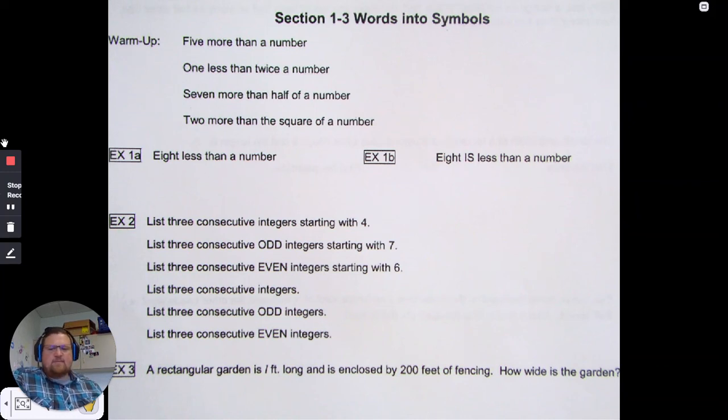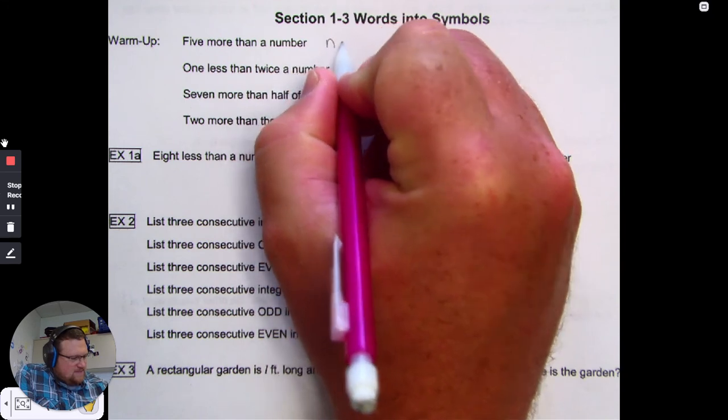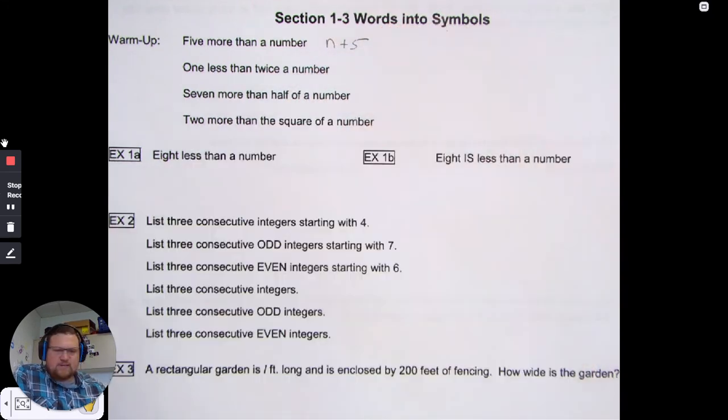So if we want 5 more than a number, remember, when it just says a number, we can't write one down. We just have to use that arbitrary but specific value, and for that we always use a letter. Normally in math you see a lot of X's, a lot of N's, but you can use lots of letters. So it doesn't really matter. Let's just use an N this time. So we'll have N plus 5, because if it's 5 more than a number, then we're adding 5 to that number.